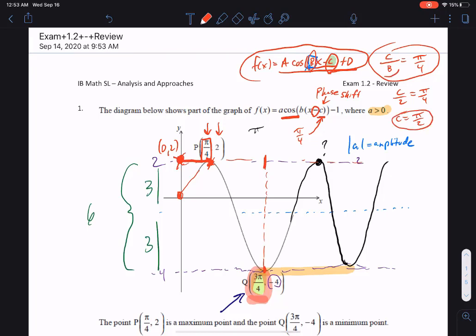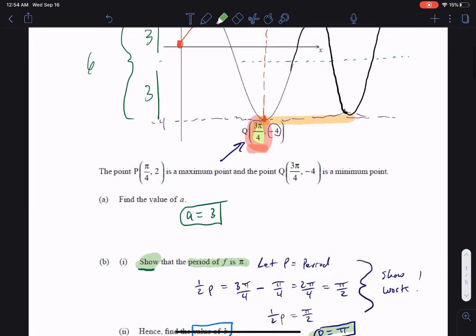This is not a phase shift. The phase shift would be C over B, which is the answer. But this is not the same thing. So that's where the confusion might arise with these formulas, okay? Just remember that when they write it with the B factored out, C is the phase shift only. This value C in what I taught you is not the phase shift. You have to divide it by this value B first for it to be the phase shift.